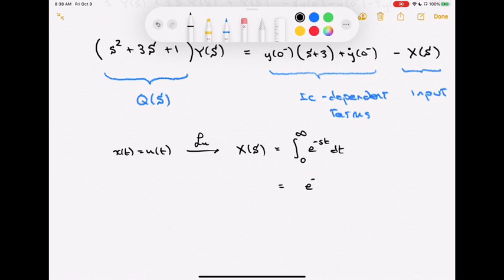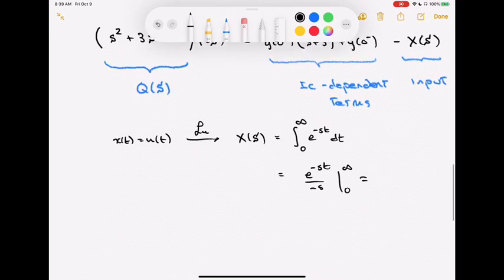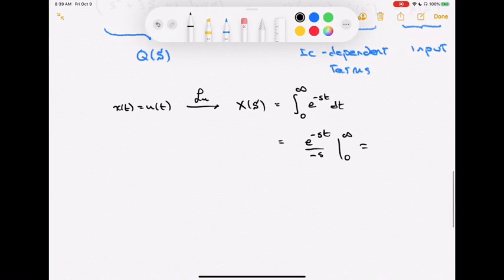I get an e to the minus st over minus s going from 0 to infinity, right? As long as this thing converges, this was a right-sided signal, the root is at 0, okay? So we're going to have a region of convergence that is the real part of s being greater than 0. And if that's the case, that infinity term goes to 0, and I'm going to have minus then, and I'm going to have e to the 0. That's just 1, so that's going to be a 1 over minus s.